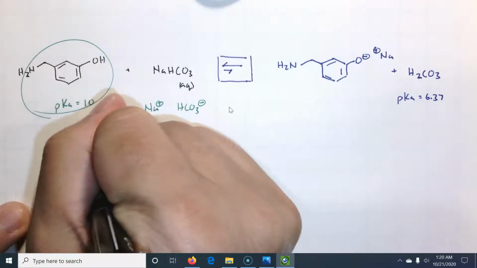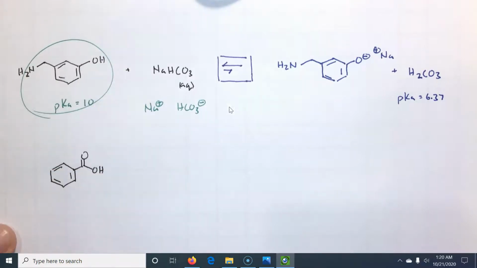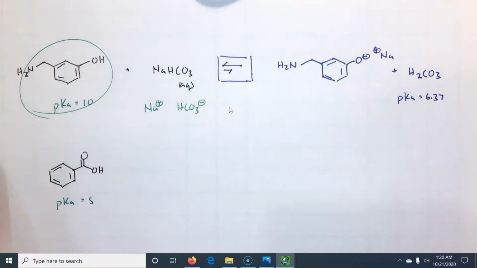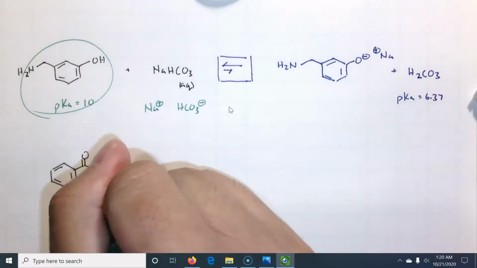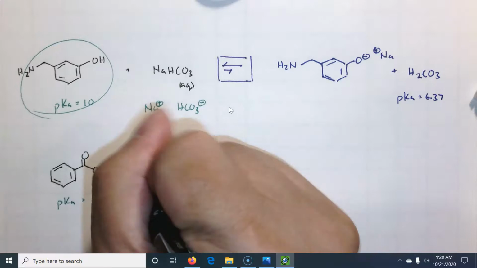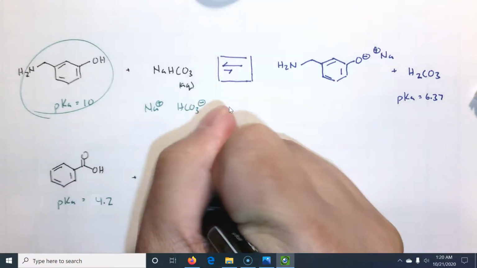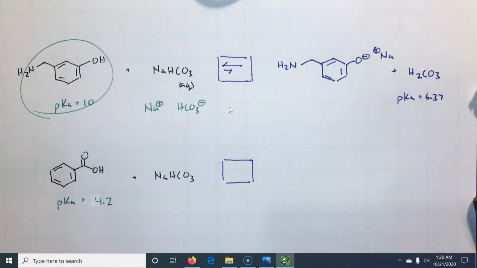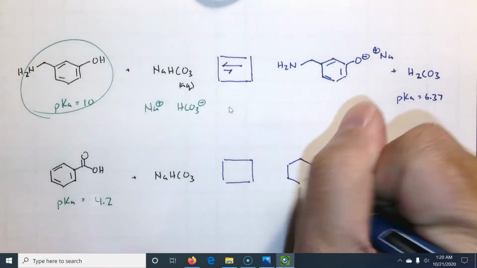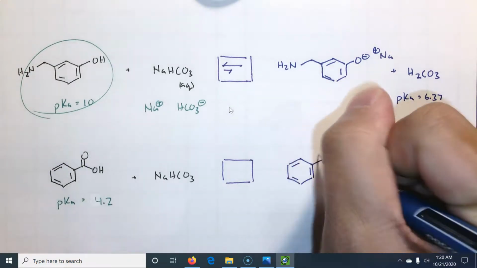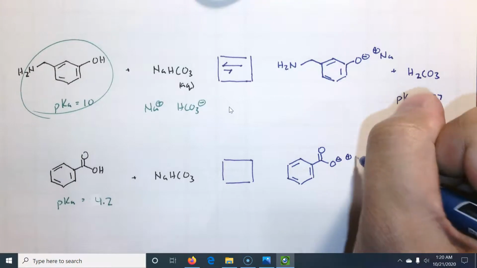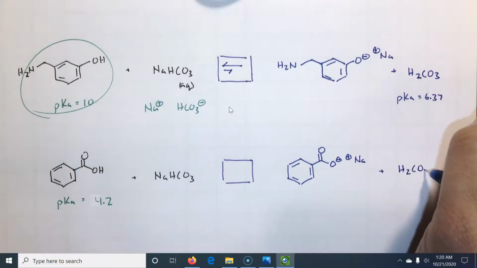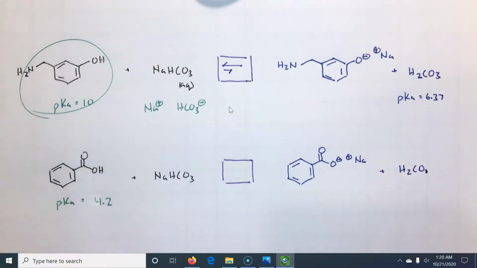look at this molecule here, the carboxylic acid. That's a pKa equal to, what did I say, 4.2. If I use NaHCO3, sodium bicarbonate, and I have this, again, my product would be the deprotonated carboxylic acid, plus carbonic acid, H2CO3.